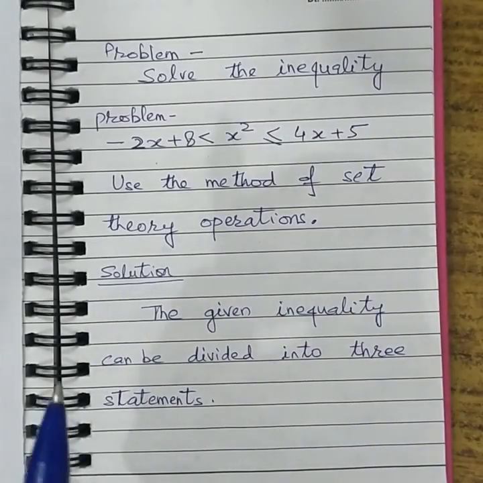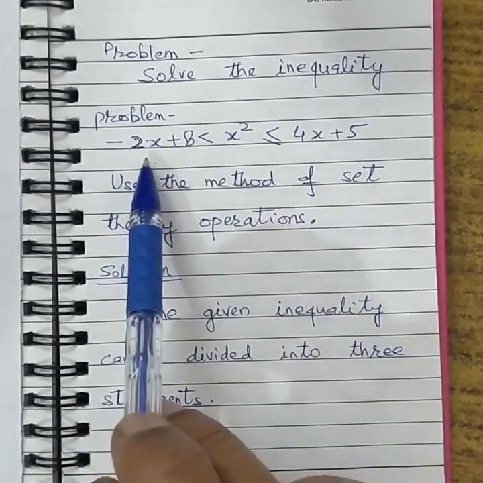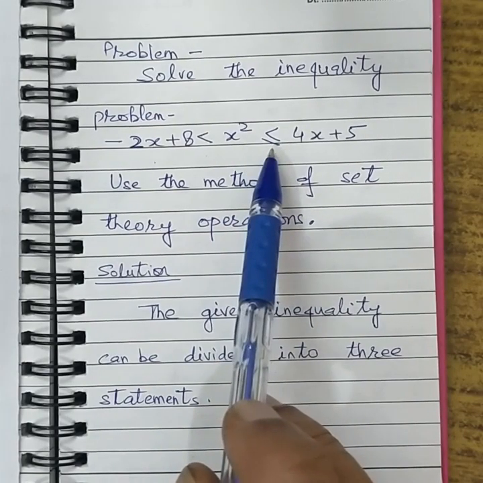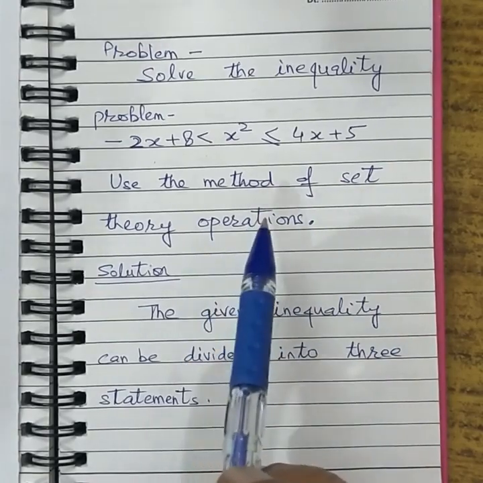This was the problem which we were trying to solve. Solve the inequality minus 2x plus 8 less than x square less than or equals 4x plus 5. Use the method of set theory operations.